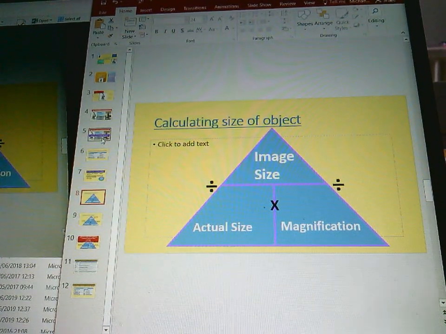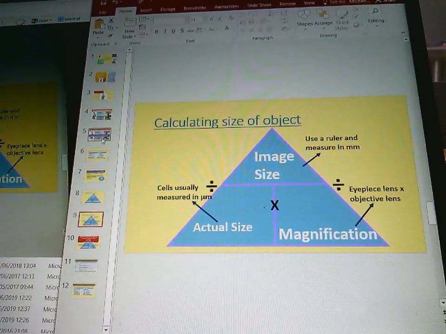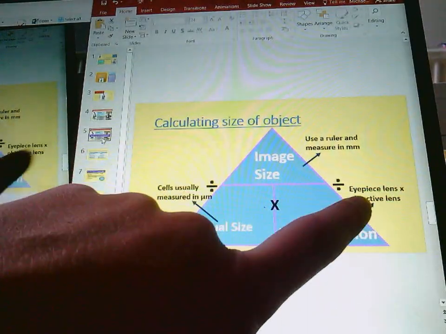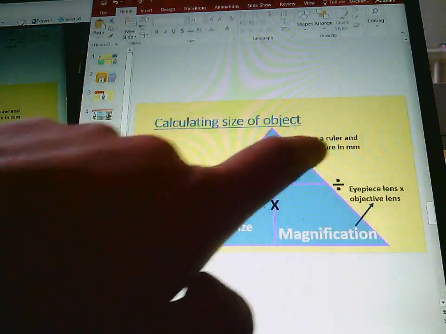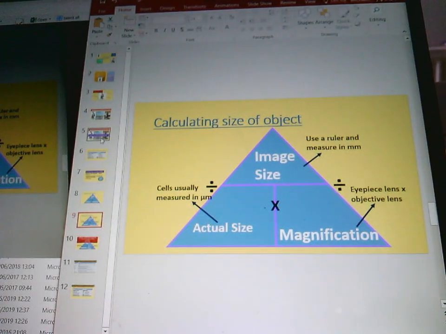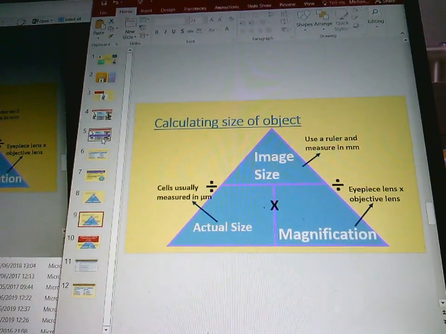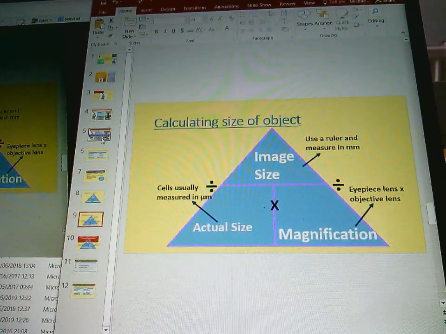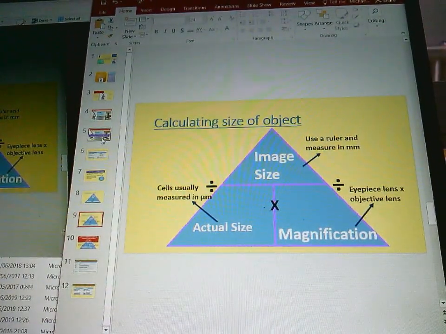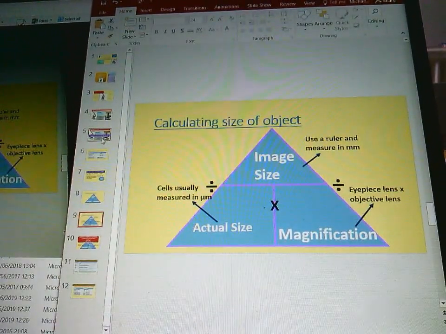The thing that makes it more difficult is actually thinking about how we measure them. We know that magnification is going to be the eyepiece lens times the objective lens. We know that the image size is going to be measured in millimetres, and the actual size is going to be measured in micrometres. The hard thing about that is doing the conversions. So I'm going to record a separate video for you that goes through an example of those questions. You need to watch that before you complete the next slide.